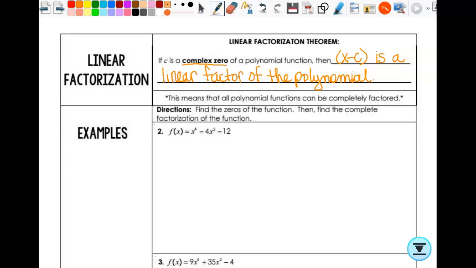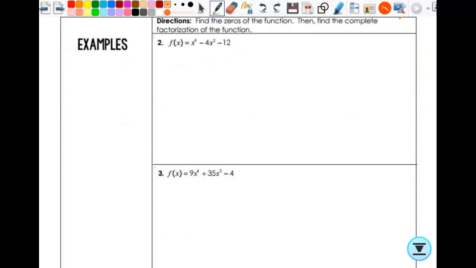Which we've talked about that before, basically. So this means that all polynomial functions can be completely factored. We didn't completely factor those first two on the front, but we're going to. Let's see how that works. So this first example is the exact same as the first one we did on the front. So I'm just going to run through the factoring real quick because we've already done it.